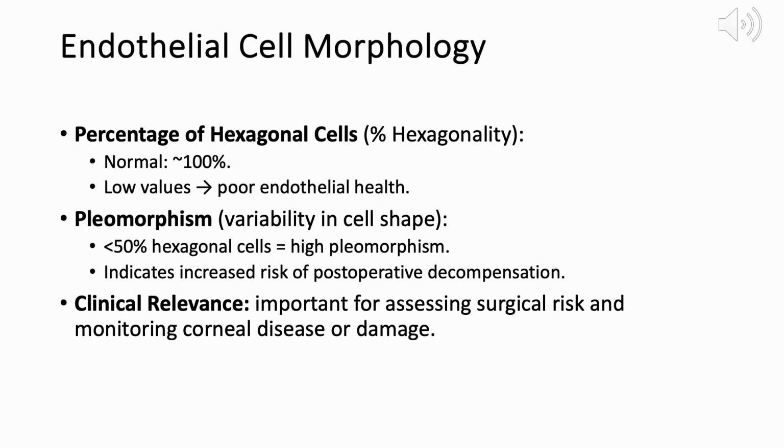Endothelial health can also be assessed by cell shape. Normally, nearly all endothelial cells are hexagonal. A drop in that percentage, called hexagonality, reflects poor cell health. Pleomorphism refers to variability in cell shape. If fewer than 50% of cells are hexagonal, that suggests high pleomorphism and a stressed endothelium. This increases the risk of decompensation after surgery. In summary, these metrics help assess surgical risk and monitor corneal disease progression.